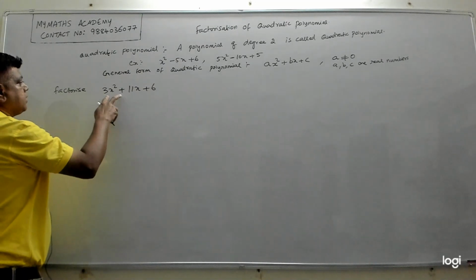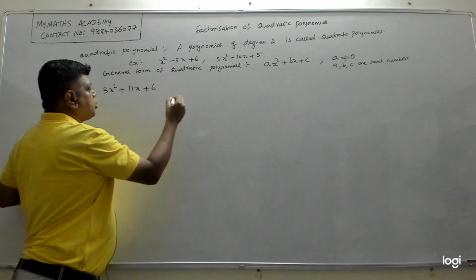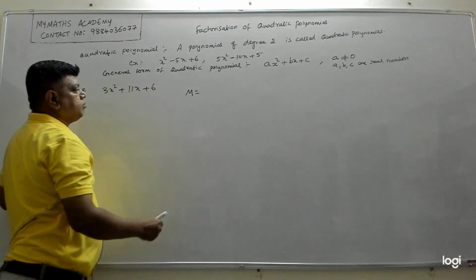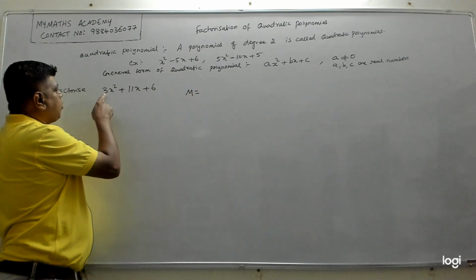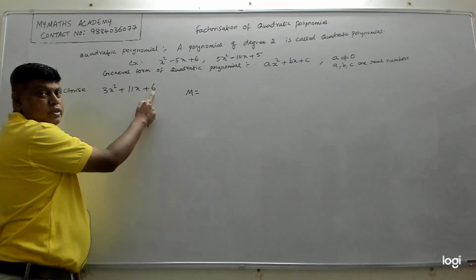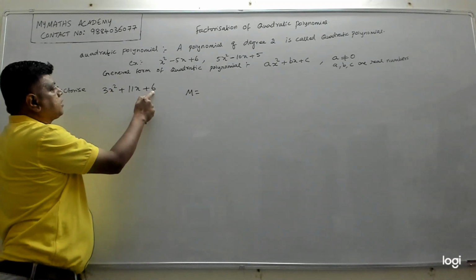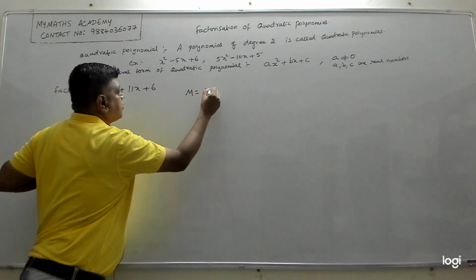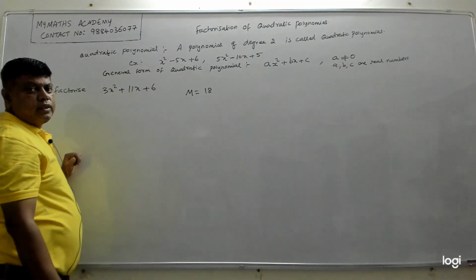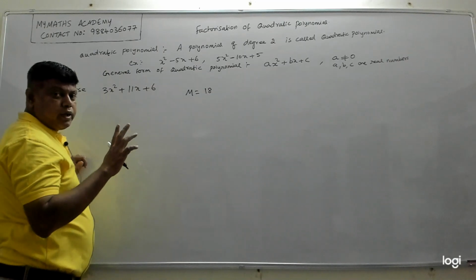Now how do we factorize this? As I was telling in the previous video, the first step is we should put multiply equal to, m equal to. Now multiply. What is 3 into 6? You have to always take the product of the coefficient of x square with the constant term. Constant term is the number, right? So 3 into 6 is 18. So I need to find two numbers such that when I multiply the two numbers I should get 18.